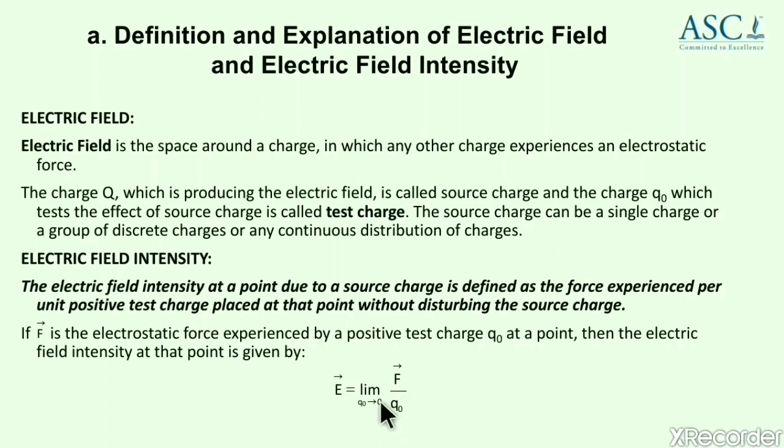So I hope you have understood limit of q naught tends to 0 in the sense that q naught will be very small but not 0. There will be a presence of a little test charge whose magnitude is very less. So you have to keep one thing in mind, electric field is measured by the ratio of force to the test charge.